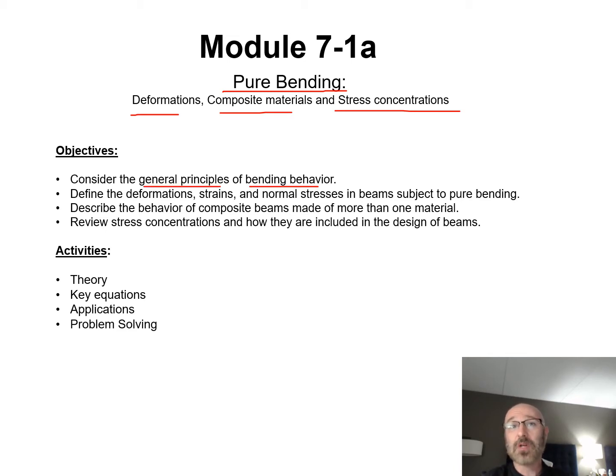of bending behavior, defining deformations, strains, normal stresses, and beams that are subject to pure bending, talking about the behavior of composite beams made of more than one material, and then reviewing stress concentrations, how they're included in the design of beams. So within this module 7.1a, talk about these different theories, go through our governing key equations, talk about some practical applications, and then get into some actual problem solving.